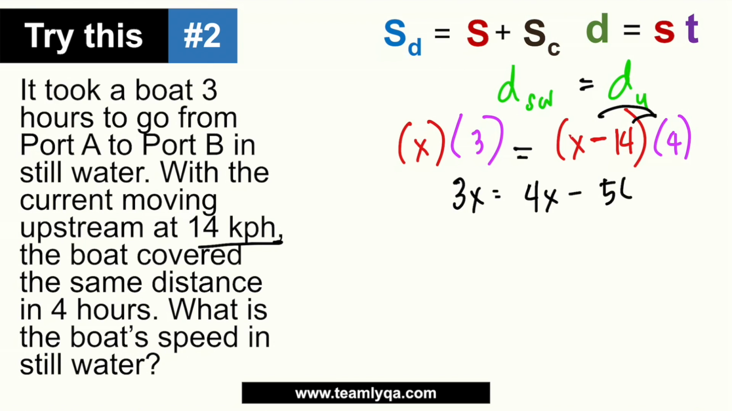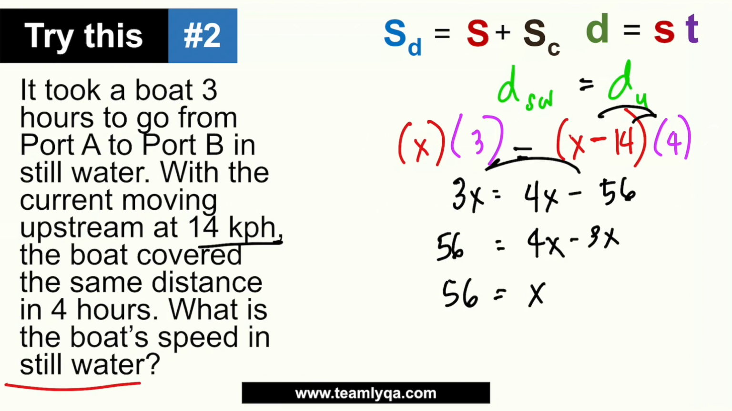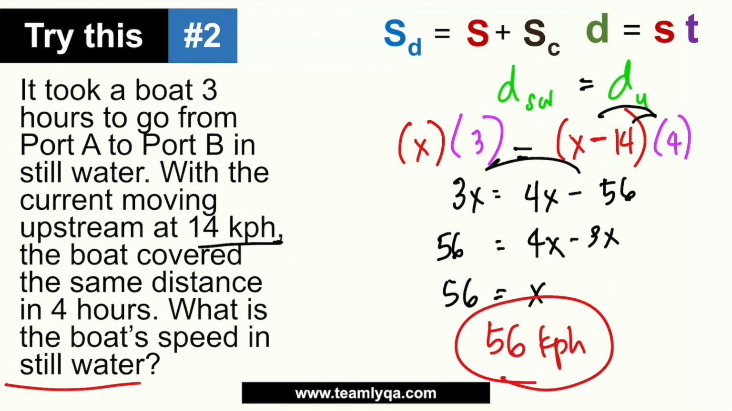That would be 56. So, i-move natin siya sa kabila para maging positive siya. 56 is equal to 4x minus 3x. Tinatranspose lang natin. Ito yung rule ng equality. 56 is equal to x. So, ang speed nung boat in still water is 56 kilometers per hour. Okay? So, yan yun na yung ating sagot.